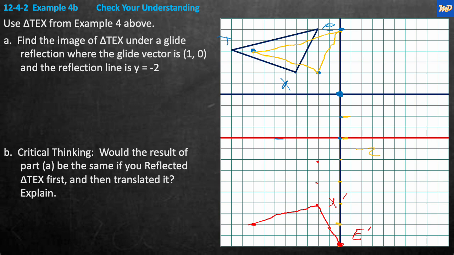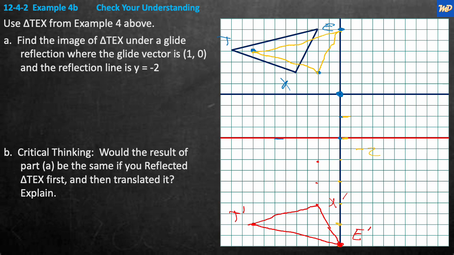And we have a line there. And this is T prime. So there's T, E, and X prime based on this example problem here, checking your understanding. So that's A. So what about B now?